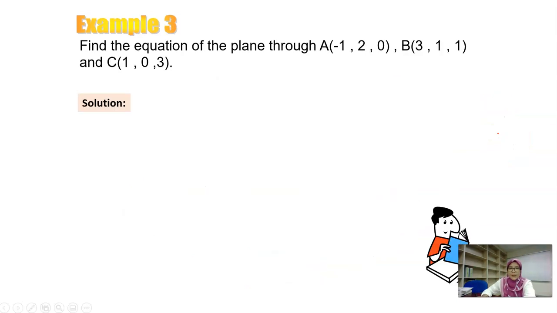Alright, find the equation of the plane through A, B, and C. They didn't give you the normal. You have this plane, and you have point A here, point B here, and point C here, because they say the three points are on the plane. So don't get confused: you have a plane, and you have three points on this plane.